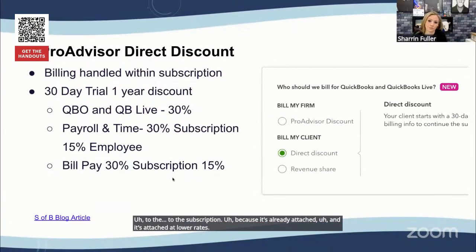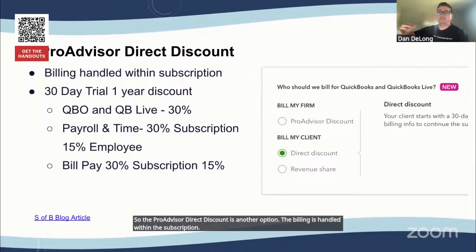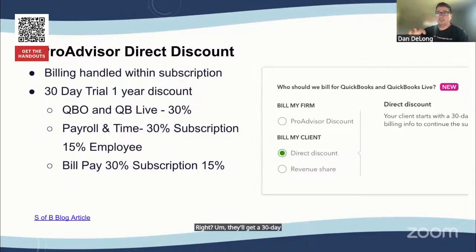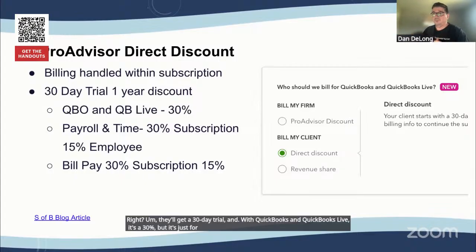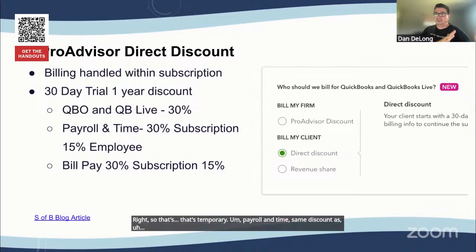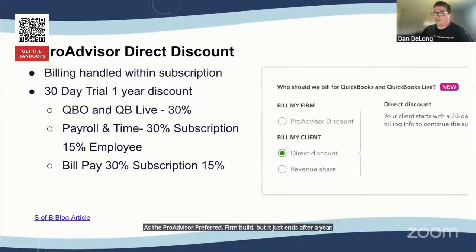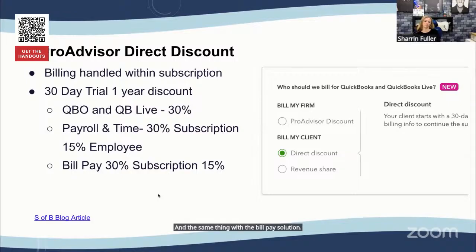So the ProAdvisor direct discount is another option. The billing is handled within the subscription, right? They'll get a 30-day trial, and with QuickBooks and QuickBooks Live, it's 30%, but it's just for 1 year. So that's temporary. Payroll and time, same discount as the ProAdvisor preferred firm bill, but it just ends after a year. And the same thing with the bill pay solution, right?